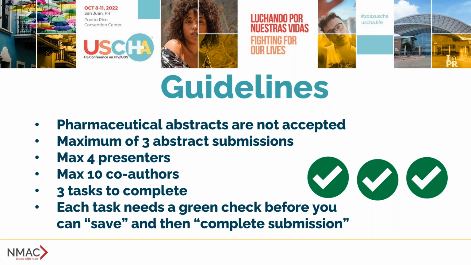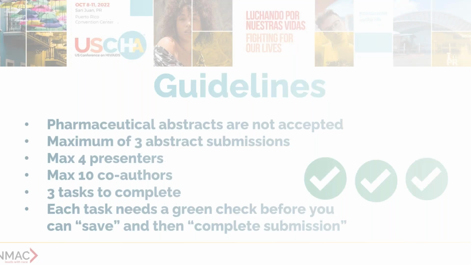You will have 3 tasks to complete in order to be able to completely submit your abstract for review. And each task needs to have a green check mark before you can save and then complete submission. Now, selecting complete submission is important if you want your abstract to be reviewed, right? Just clicking save will not have your abstract reviewed. You need to select complete submission.